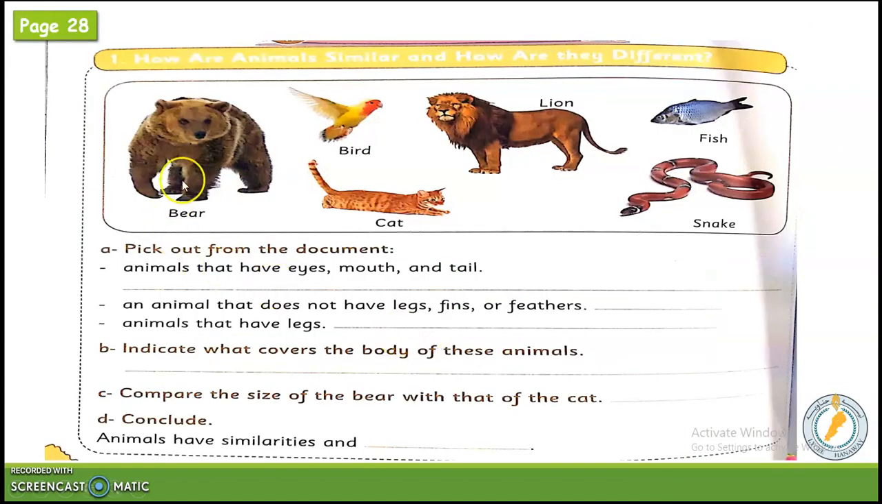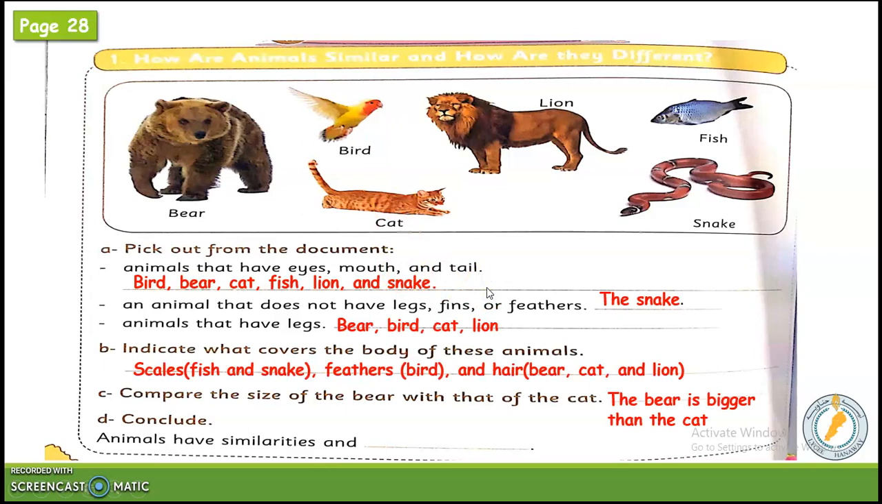We did the first page here, page 28. We did this together last time. We answered the questions. I hope you have copied the answers. If you haven't, please do. We said that these animals are different in a way and they have similarities in other ways. For example, all of them have eyes, mouth, and tail, but the cover of their body is different.